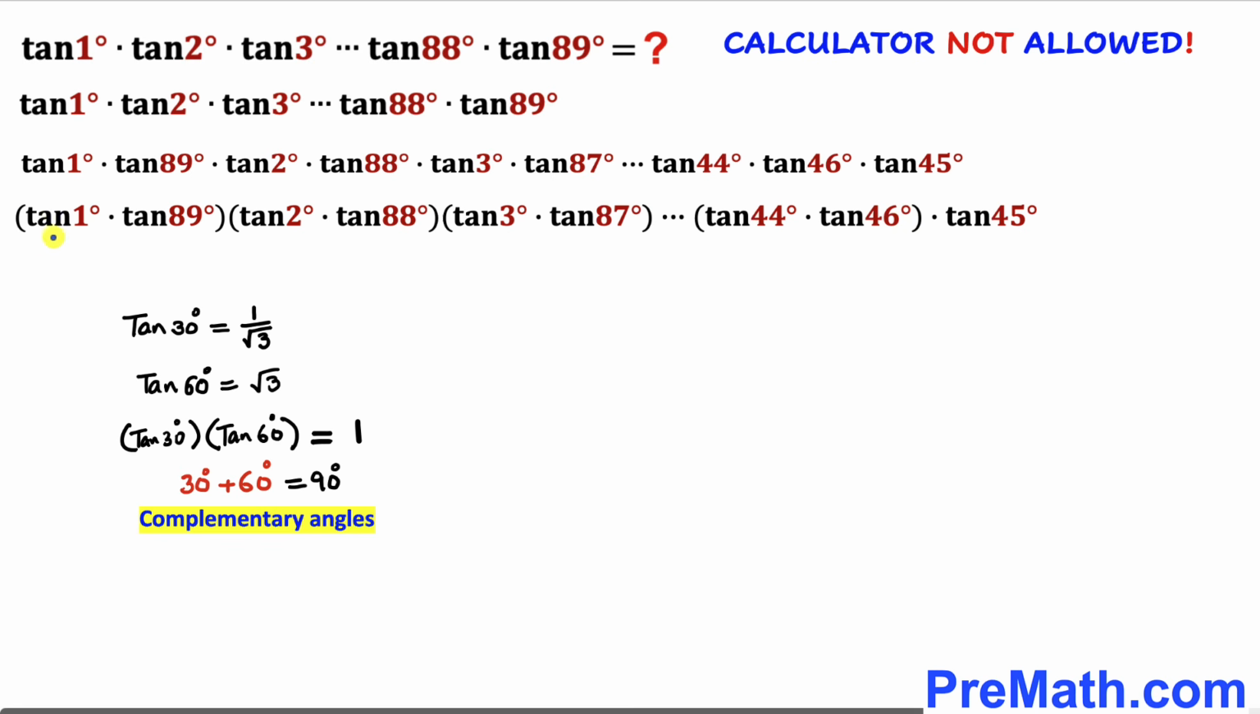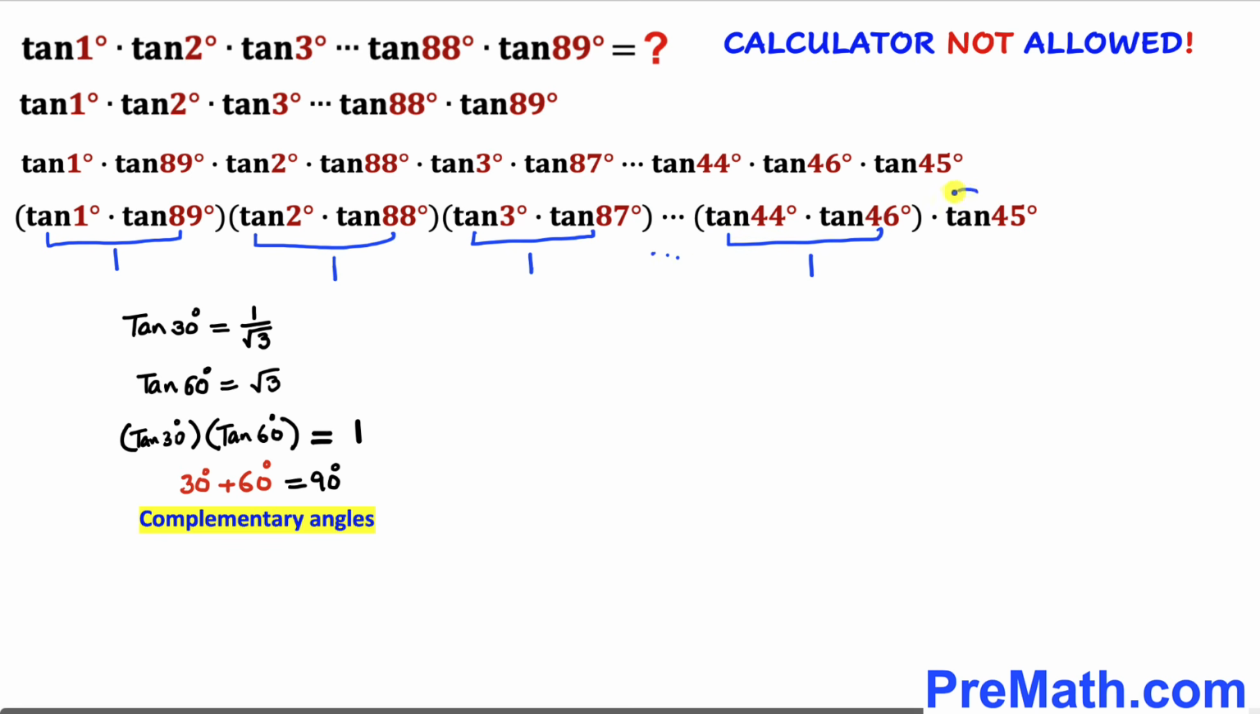So we conclude that this part is going to be simply 1, since if the angles are complementary, then the product of their tangents is equal to 1. Likewise, this part is going to be 1, this is going to be 1, and it goes on and on until this last part is 1.